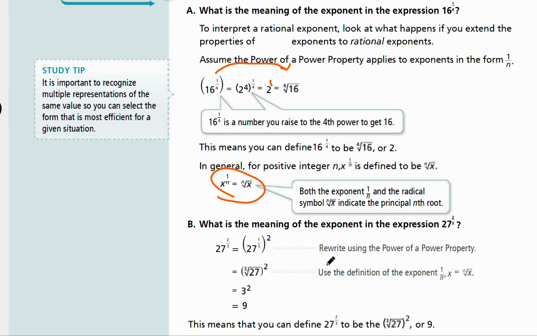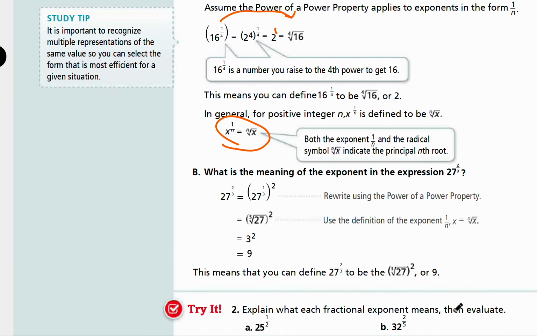And then you can use the definition of exponent to rewrite 27 to the power of 1 over 3 as the third root of 27, right? Because they're the same thing. We just learned that, right? And then you know the cube root of 27 is just going to be 3, positive 3. And so that's just 3 squared, which is just 9. So if you simplify it, it's really easy. It's a simple number.